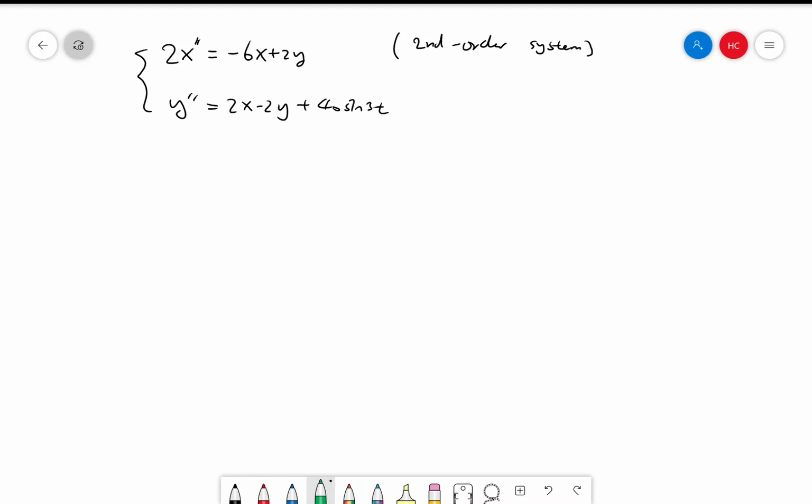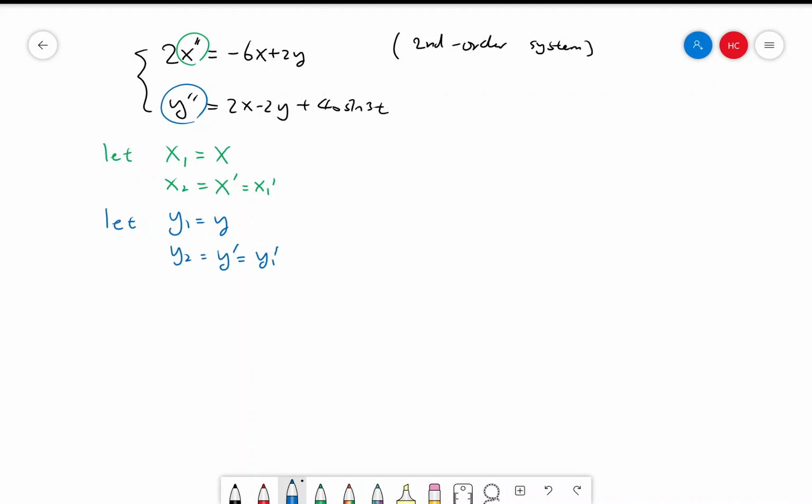So you look at the original equation, x double prime is involved, so we want to introduce two new functions, x1 and x2. x1 is x, x2 is x prime, which is x1 prime. And same thing with y. Since y double prime is involved, we let y1 equal y, y2 equal y prime, which is y1 prime. So here we have two of the equations: x1 prime is equal to x2, and y1 prime is equal to y2.